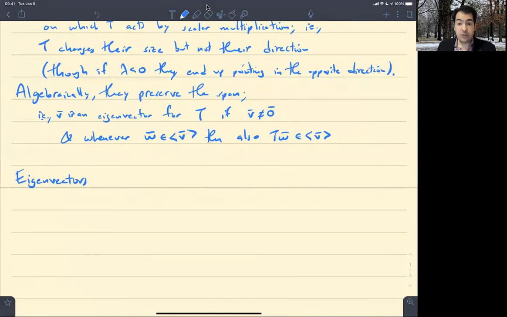So eigenvectors are wonderful because they help us understand T. They're also important because they show up in many applications. So I'll give you a few examples at the end of the lecture as a sort of context for this subject. For the moment, let's start by looking at some examples.